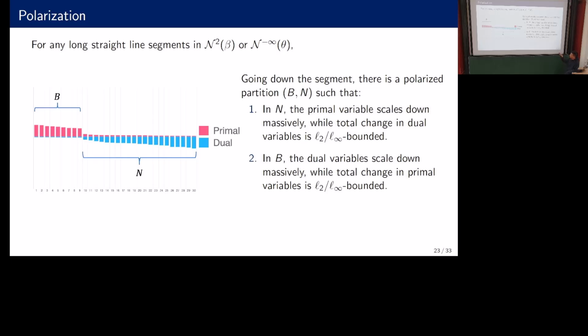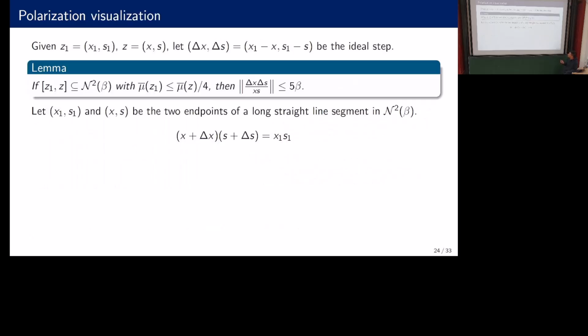And then this phenomenon can be modeled by an instance of the so-called trust region problem, which I will formulate later, but let's see why this polarization holds true. So let me denote delta x, delta s to be basically the endpoint of the straight line segment minus the starting point of the straight line segment.